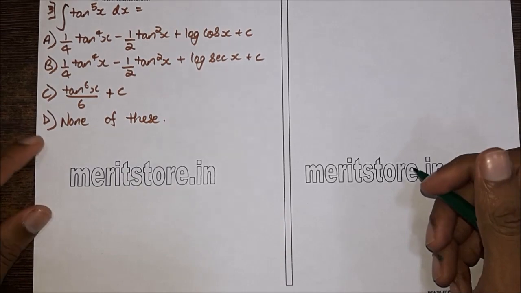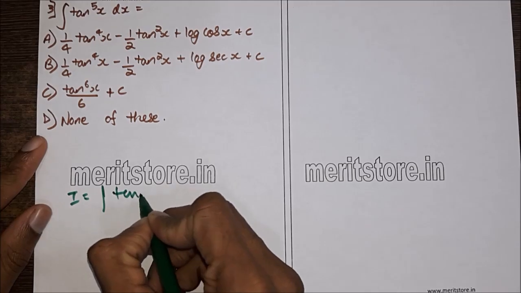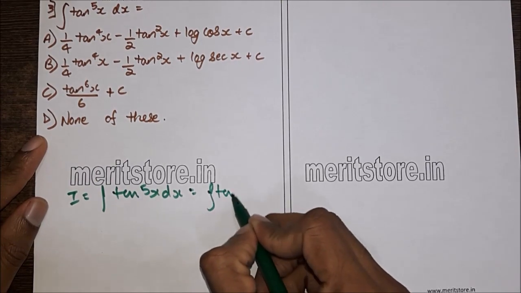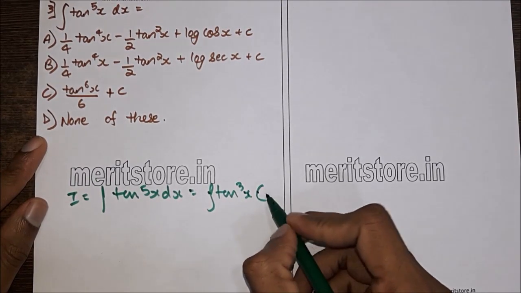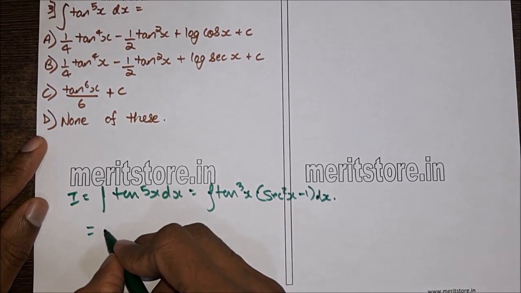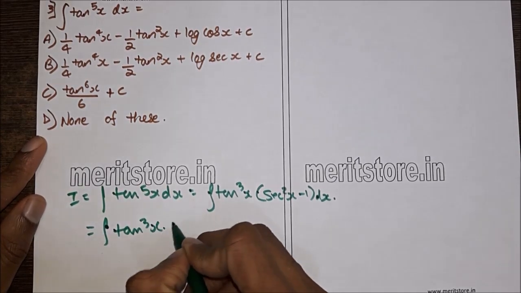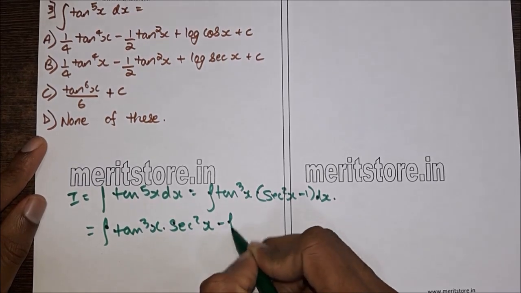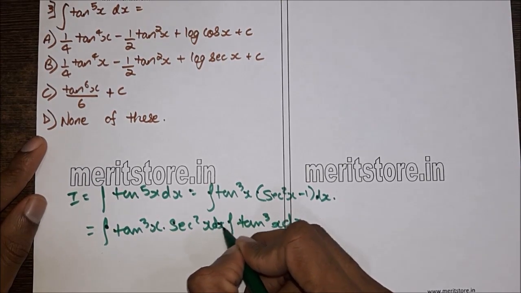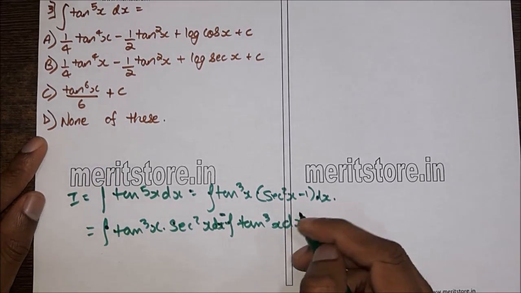Question 3. Integral tan raised to 5 x dx equal to, we take I equal to integral tan raised to 5 x dx. We can write this as integral tan cube x and tan square x as sec square x minus 1 dx. For solving this, we get integral tan cube x into sec square x dx, and over here also we take dx, minus integral tan cube x dx.